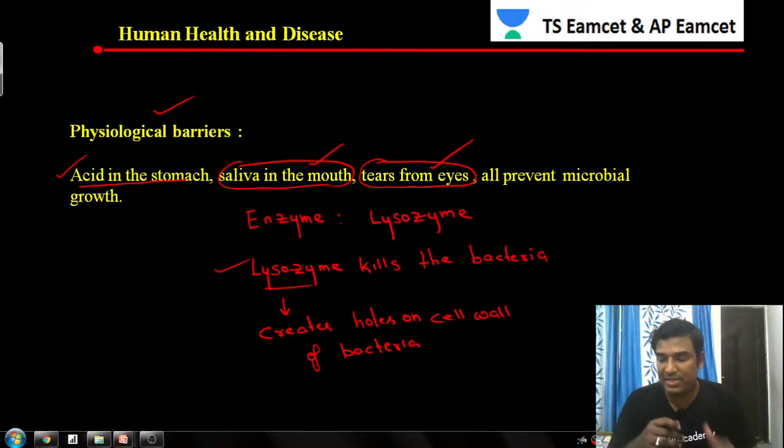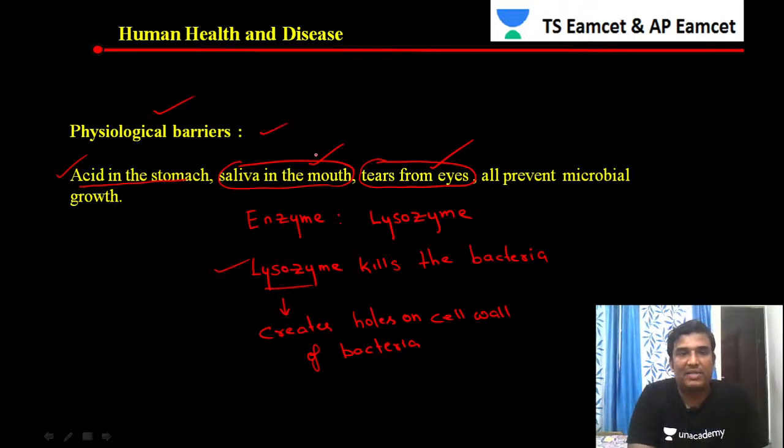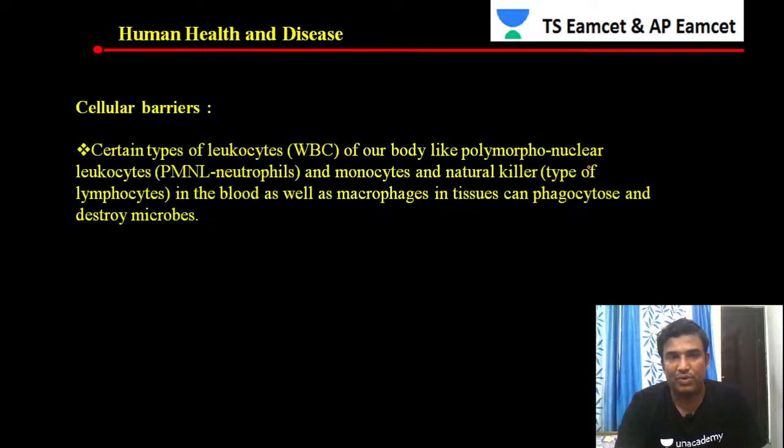So these physiological barriers, acid in the stomach, saliva in the mouth, tears of eyes, all prevent microbial growth actually. So let us see some other elements which are also playing an important role.